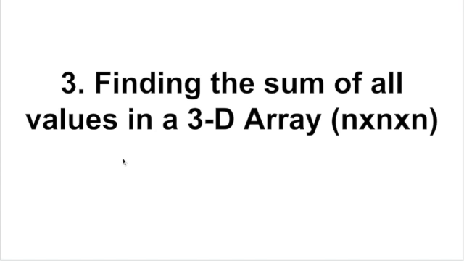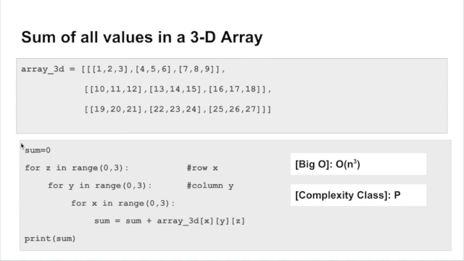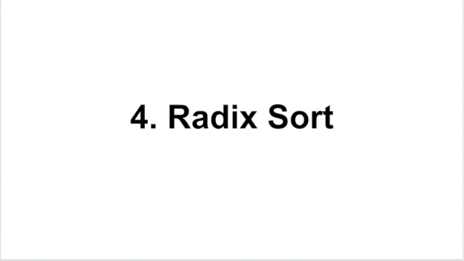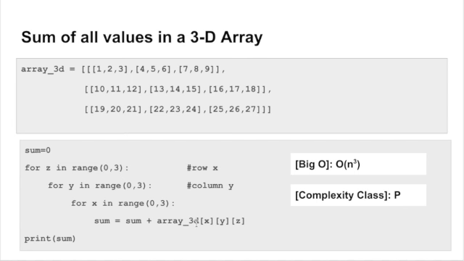Then we have here: find the sum of all values in a 3D array, m per n. Considering this our 3D array, when n is equal to 3, in order to calculate the sum of all the elements in our array, we need to traverse all the elements. Three for loops need to be considered. That's why our big O notation is n to the 3, which is a polynomial bounded time complexity, P.